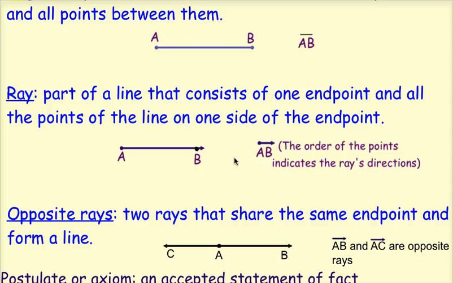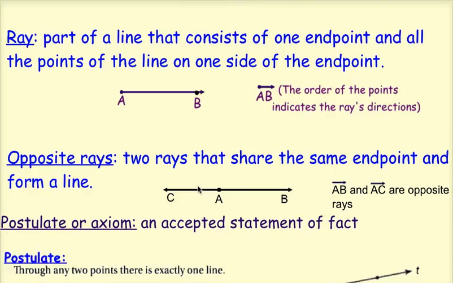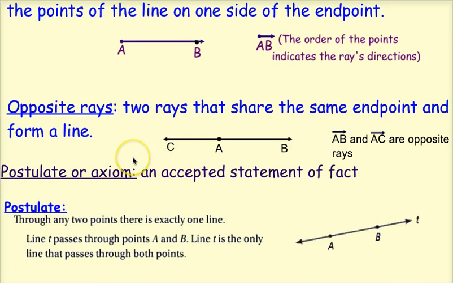If I take two rays and I put them together and they share the same endpoint and form a line, those are called opposite rays. So opposite rays are two rays that share the same endpoint and together they form a line. So here I have ray AB, which is starting at A and it's going off to the right. And I also have ray AC, which is also starting at A, but it's going towards C. It's going off to the left. So they share the same endpoint, which is A, and together they form a line. Okay, so those are opposite rays.